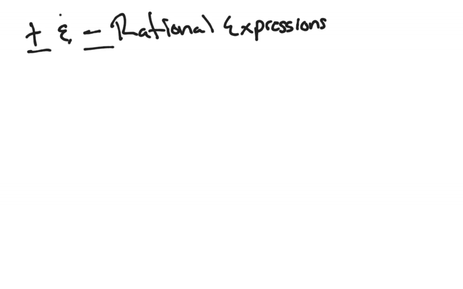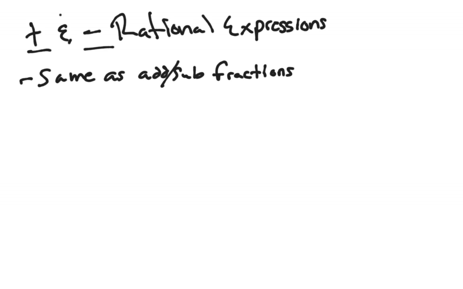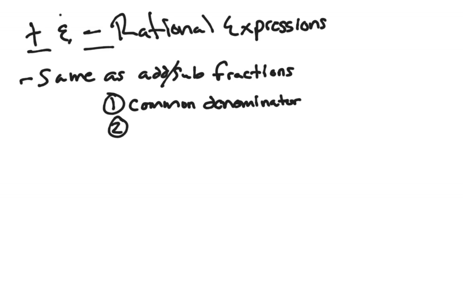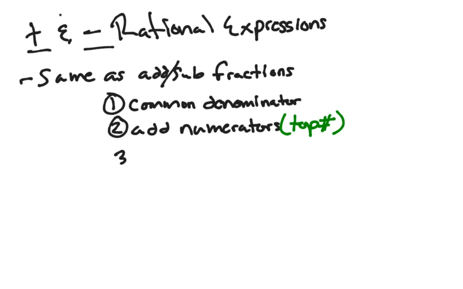The reason why we already know how to add and subtract rational expressions is because we already know how to add and subtract fractions. You've been adding and subtracting fractions for a long time. You know the steps to adding and subtracting fractions. First thing you need to do is get a common denominator. The second thing you do is you add the numerators. Third thing you do, simplify.